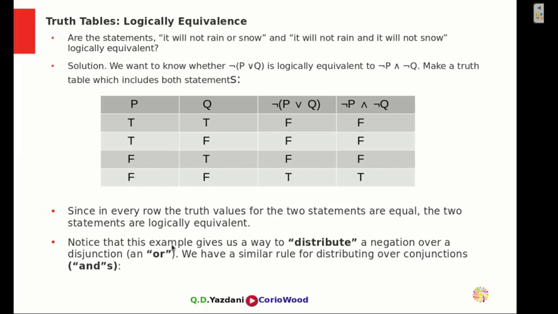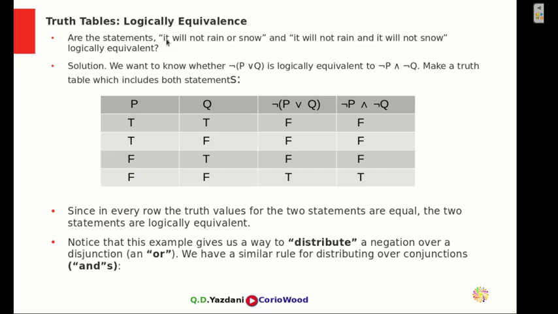Notice that this example gives us a way to distribute a negation over a disjunction. So the first one is a disjunction, which is an or. We have a similar rule of distributing over conjunction, which is and. So don't worry about this and. We're looking for the or. We have distributed this one with or.